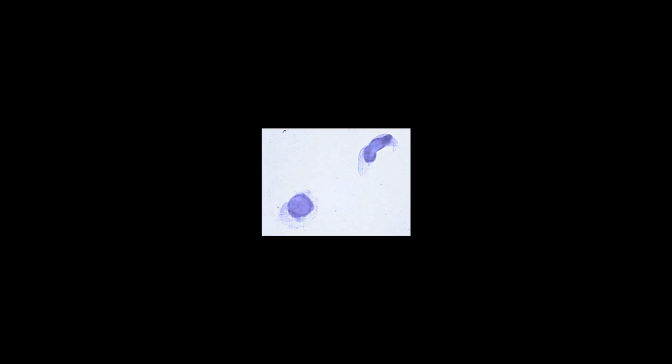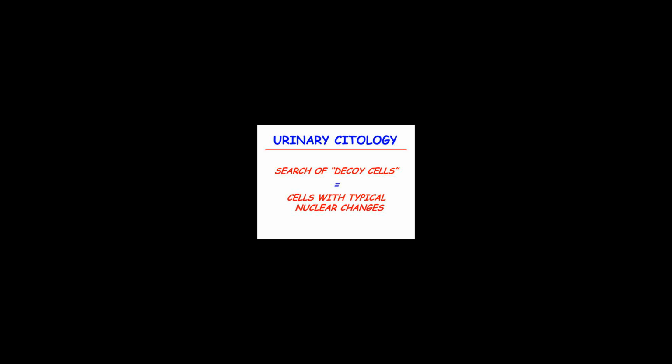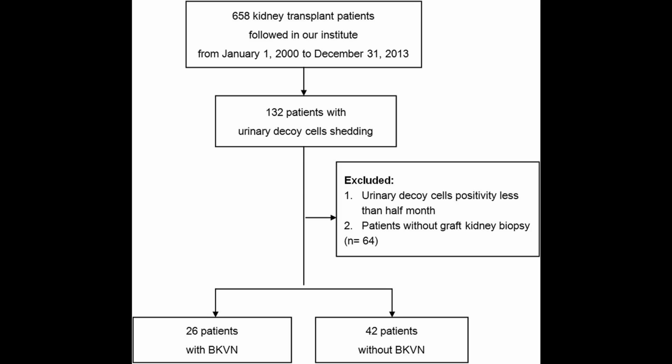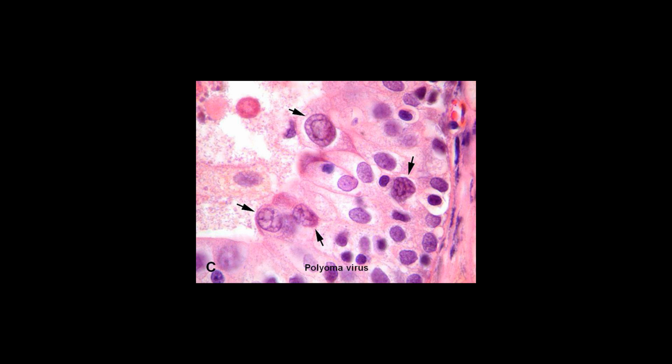In patients with decoy cells detected, their sensitivity, specificity, and negative and positive predictive value for BK virus nephropathy were calculated. Correlation of the study parameters was estimated by use of the Kruskal-Wallis test, STATISTICA 7.1, Statsoft Inc., Tulsa, USA.